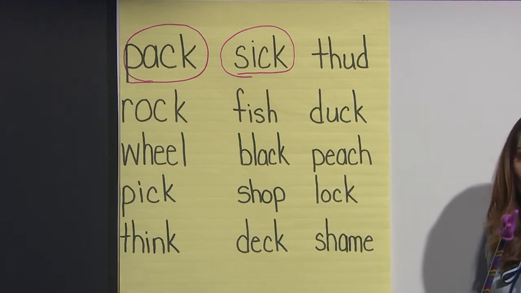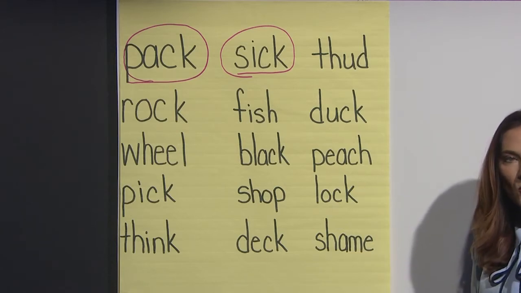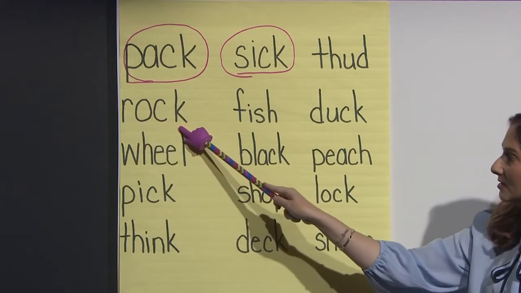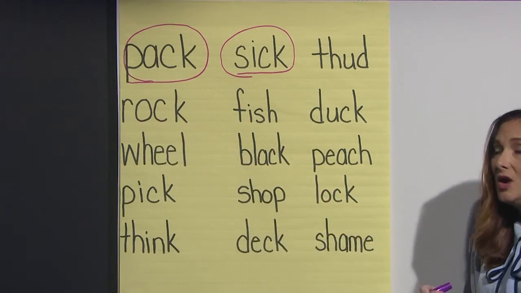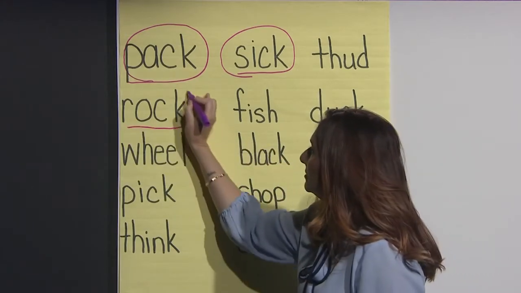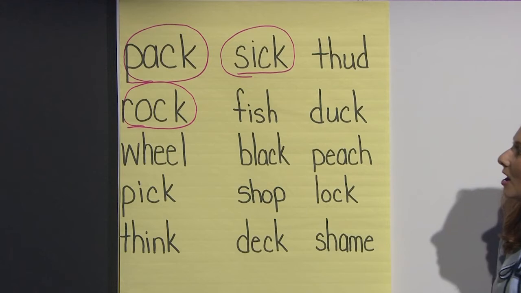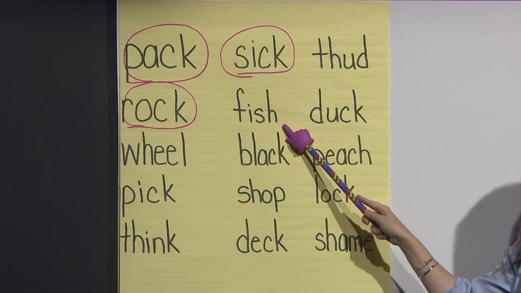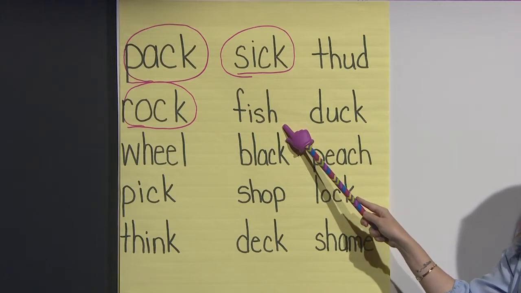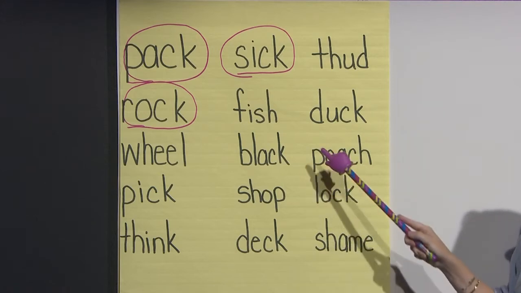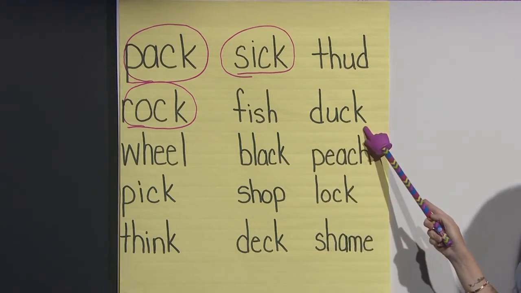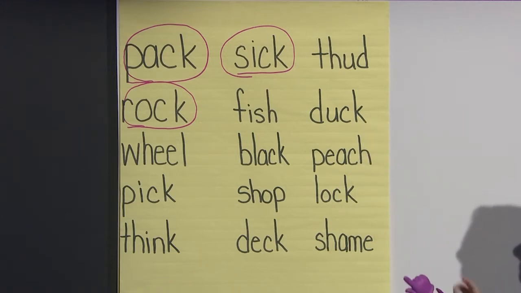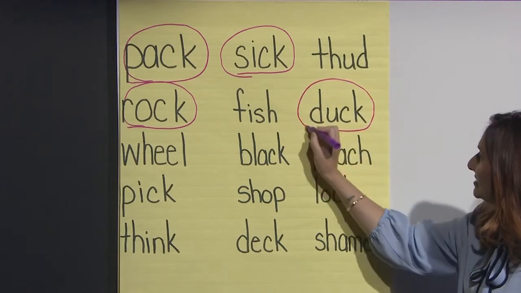Let's try this row together. So I'm going to read the word, and then I want you to say the word with me. Rock. Rock. Do we see CK or hear CK? We do. So we're going to circle rock. Our next word is fish. It does have a digraph SH, but is that digraph CK? No, it's not. So we're not going to circle that word. And our last word is duck. That is our word for today. Duck is our word. So we're going to circle that because we know it has digraph CK.